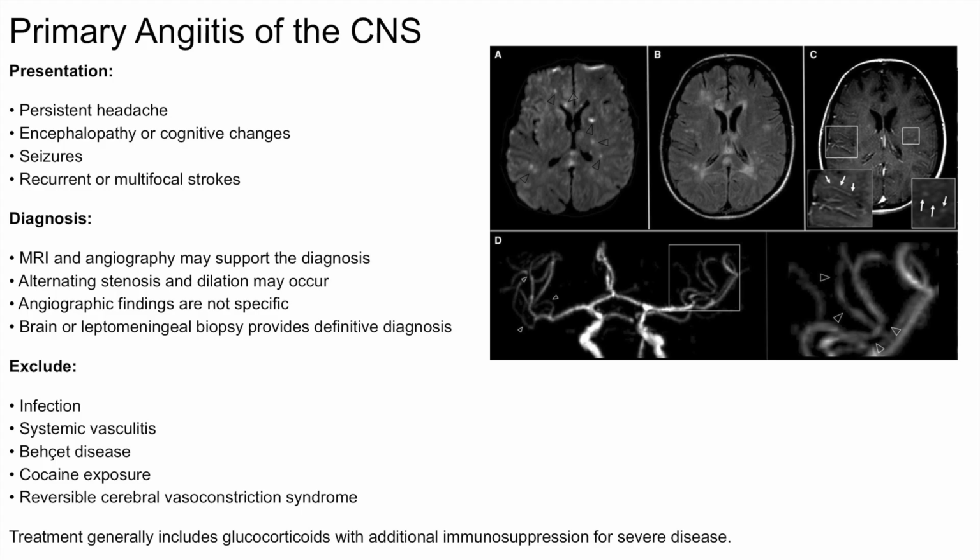So before diagnosing primary CNS angiitis, important mimics must be excluded, including infection, systemic vasculitis, Behçet disease, cocaine exposure, and reversible cerebral vasoconstriction syndrome.